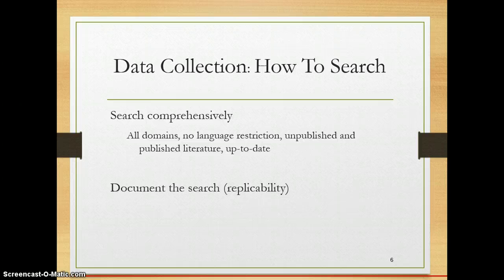So ultimately what you're trying to do is conduct a comprehensive search, something that's very thorough. So you want to look in all domains. You don't want to be restricted by language. You want to have a representative sample of both unpublished and published literature, and you also want your systematic search to be up to date. So you don't want to be restricted by the years. You don't want to be limited to more recent studies and not look at older studies. You also want to make sure you have access to the most recent studies.